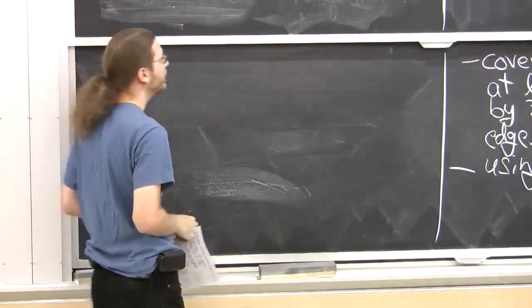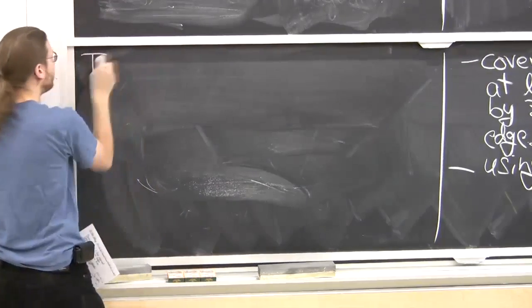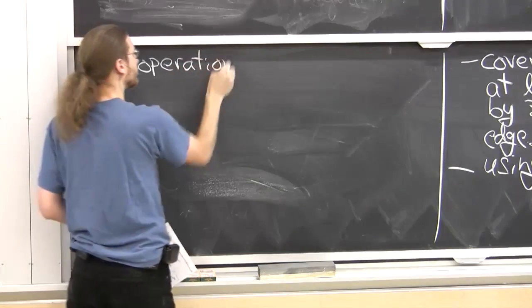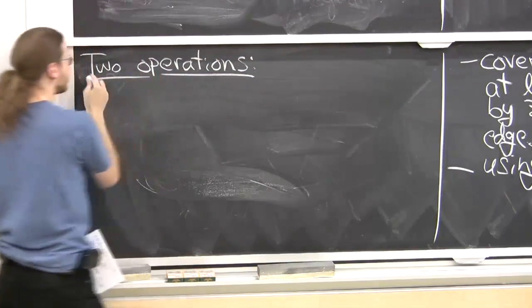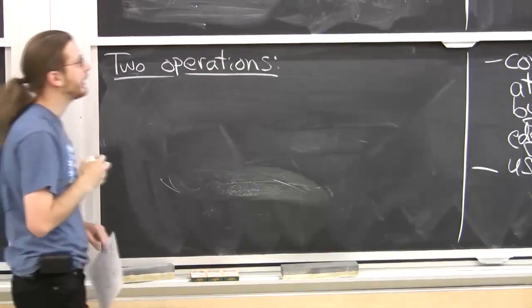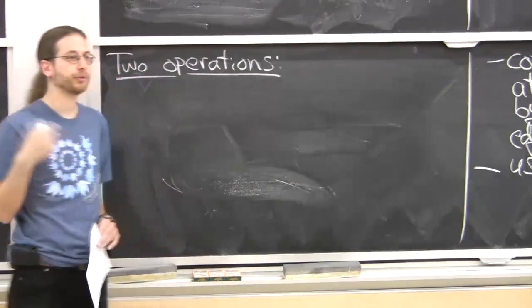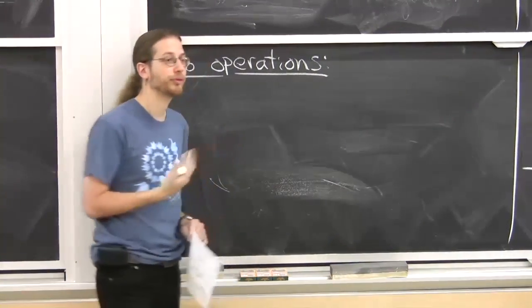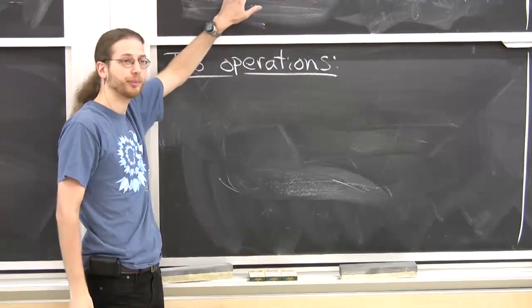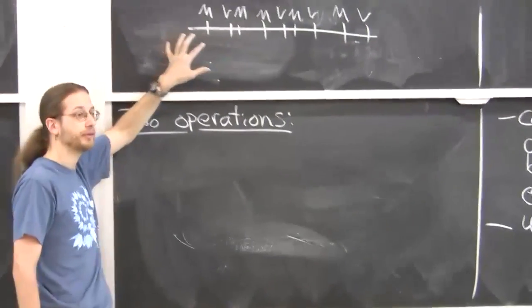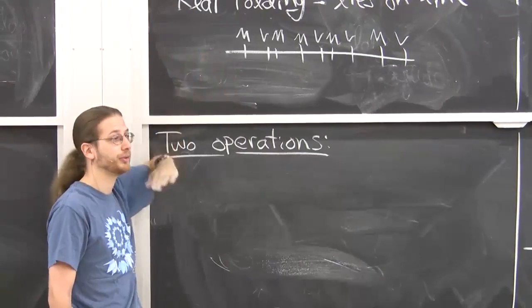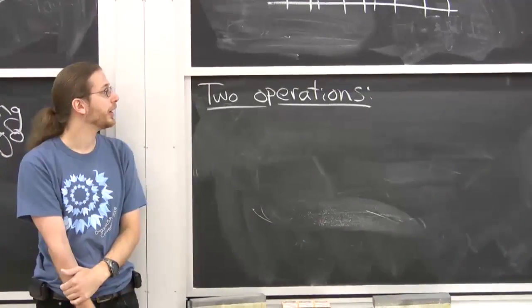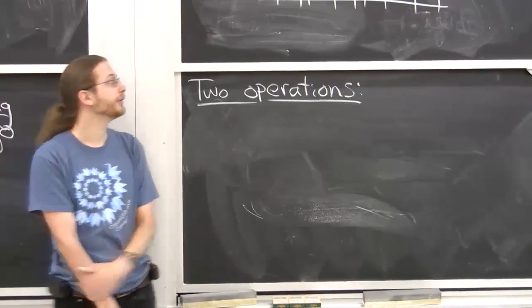So let me tell you how. We're going to use two different operations. And both of these operations will, in fact, be performable using simple folds. So what we're going to end up proving is that a one-dimensional mountain valley pattern is flat foldable if and only if it's flat foldable via a sequence of simple folds. So these simple folds that we've been arguing about are universally powerful for 1D paper.